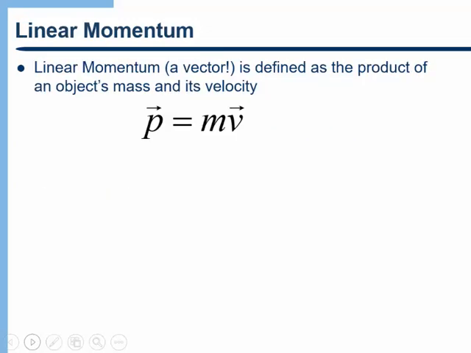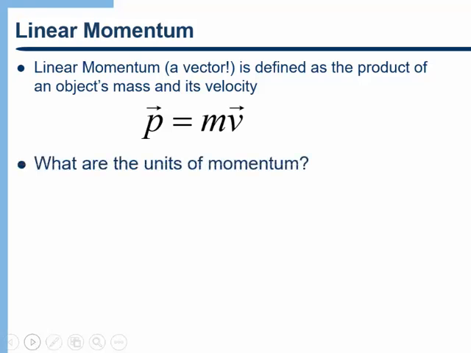We're going to define a new quantity today, which is linear momentum. So linear momentum is defined as the product of the mass and the velocity. As we know, because mass is a scalar and velocity is a vector, it means that momentum is a vector. And notice the direction of the momentum always has to be exactly the same as the direction of the velocity.